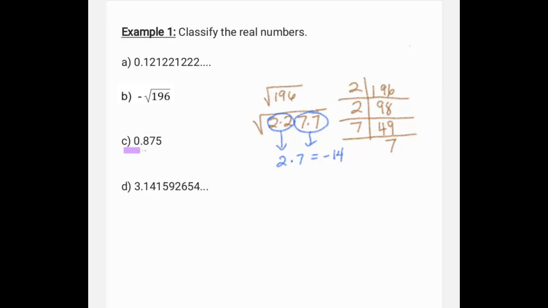It is considered a rational number because the decimals terminate, which means they stop. Now let's look at letter D. Is 3.141592654 a rational number or irrational number? It is considered an irrational number. In fact, this number is pi, and as you can see, there is no pattern to these decimal numbers, and it continues on right there.